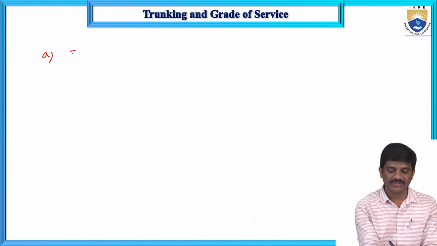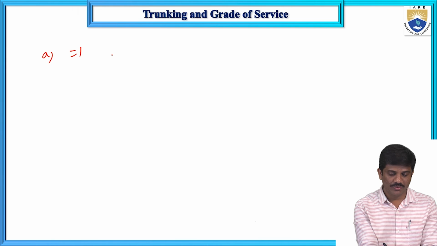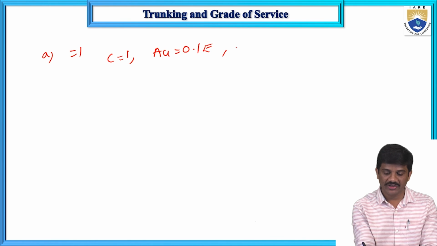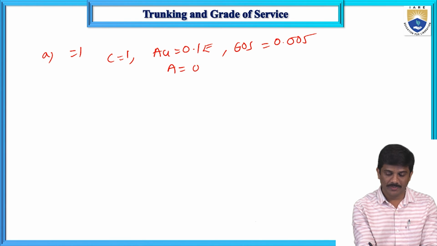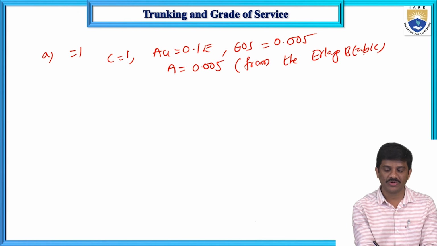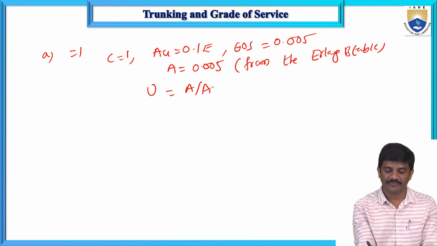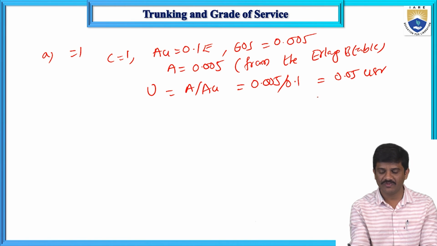For C equal to 1, how many users are allocated? In the question, each user's traffic intensity AU is 0.1 Erlangs and the grade of service is 0.005. Then we find A from the Erlang B table, that is 0.005. Then we substitute U equal to A by AU. A is 0.05 and AU is 0.1, so we get 0.05 users, which is approximately one user.